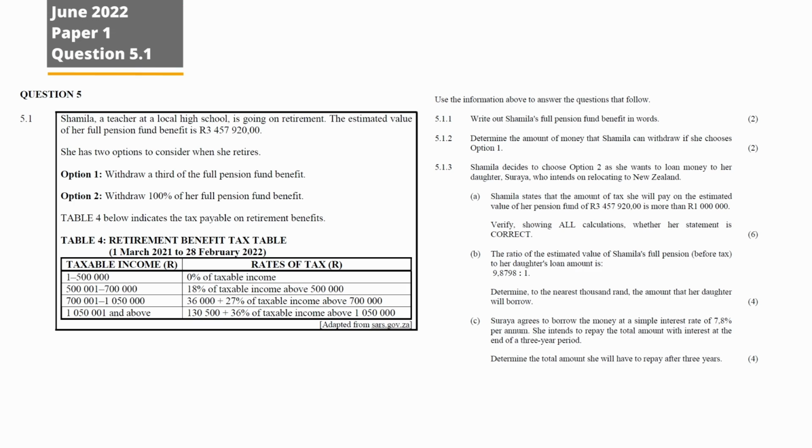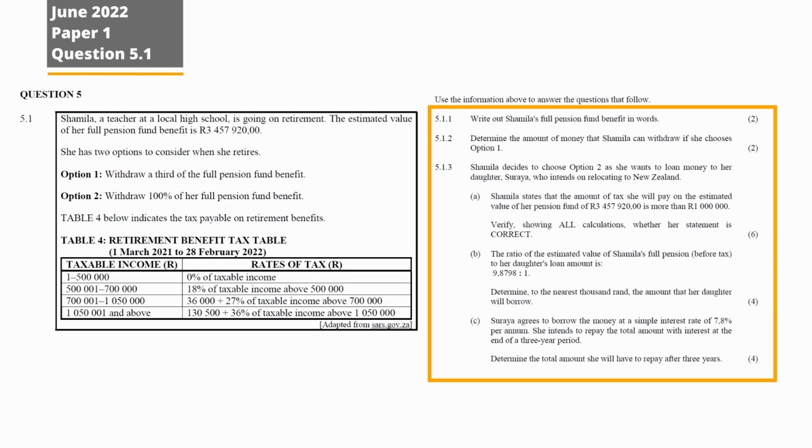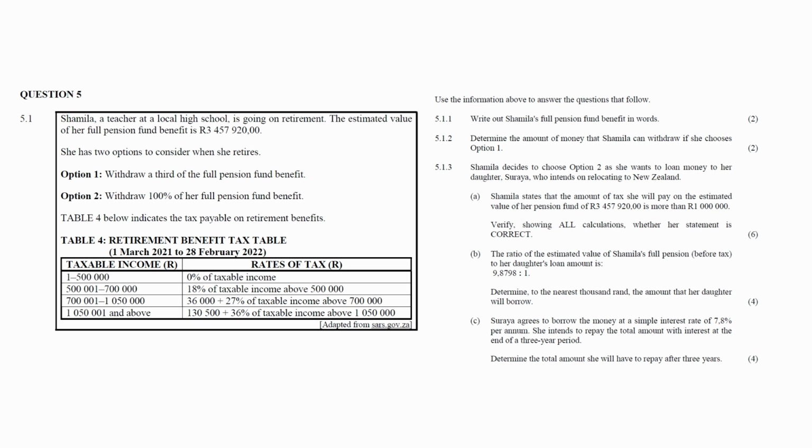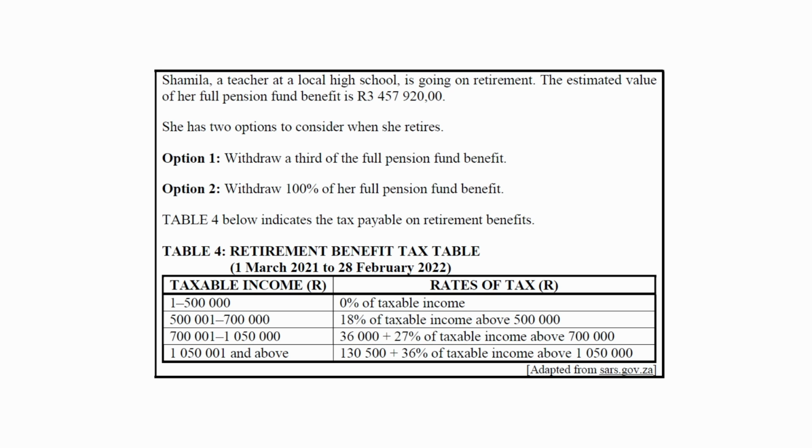Question 5.1 consists of 5 finance questions that were designed to assess your understanding of income tax and simple interest calculations. You're given a situation where a person is going on retirement and the estimated value of a full pension fund benefit is 3,457,920 Rand. This person has 2 options when she retires. Option 1, withdraw a third of a full pension fund benefit, or option 2, withdraw 100% of a full pension fund benefit. You are also given the retirement benefit tax table.